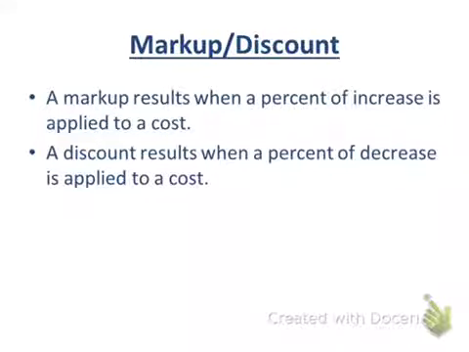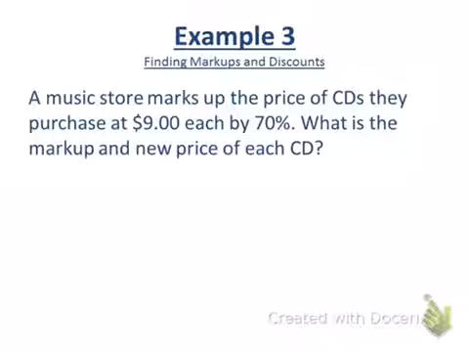I make this emphasis every year, and I need to because people still don't do it. You're always going to be taking a percentage of something, which means we're always going to be multiplying our percent by something. So markup is an increase. A discount is going to be a decrease that is applied to a cost. All right, so let's just look at some simple problems that involve this.